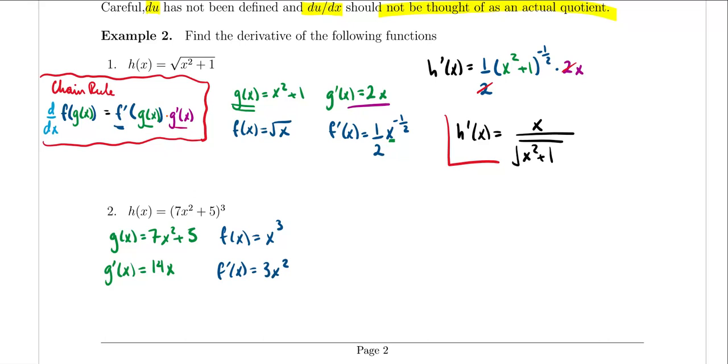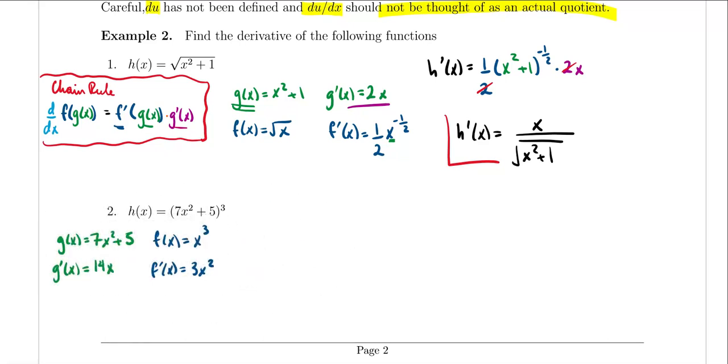Okay, now, putting everything together here, in fact, let me make this a little bit smaller. There we go. Putting everything together into our chain rule, h prime of x is going to be equal to the derivative of the outer. So we're going to have a 3 times, now it's going to be the derivative of the outer evaluated at the inside. So it's going to be 3 times 7x squared plus 5 raised to the second power times the derivative of the inside, which in this case is simply 14x.